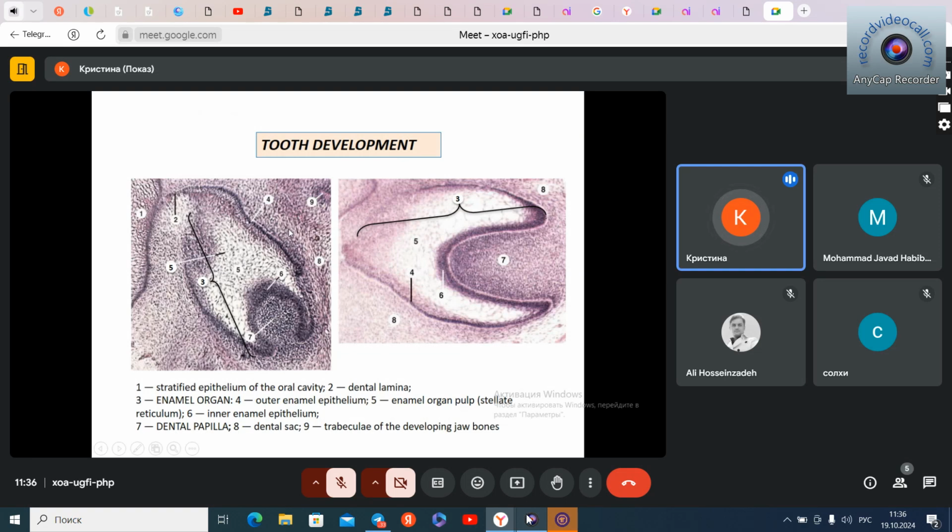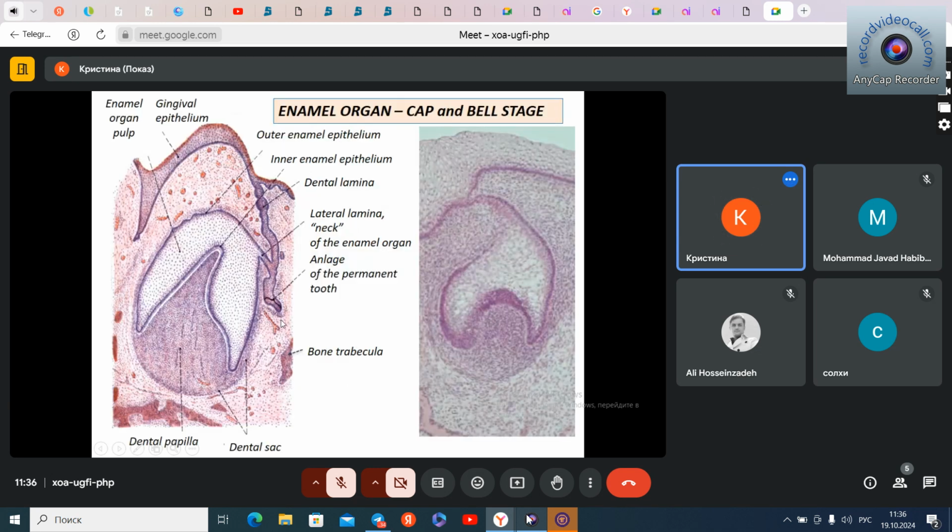Around the enamel organ we have the mesenchyme, which is neuromesenchyme. It is here condensed because the cells come closer to each other, not because of movement actually, but because of their very fast proliferation in this area. So here we have the condensed mesenchyme of dental sac, and here dental papilla.